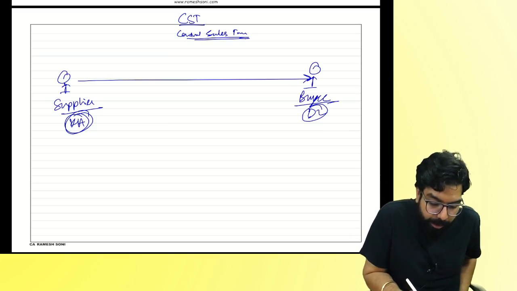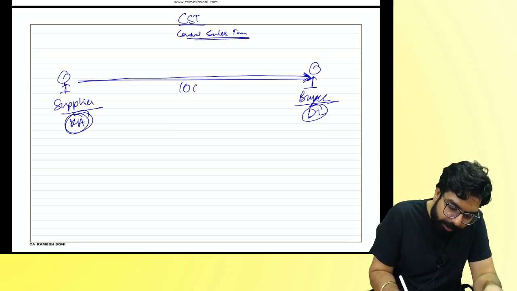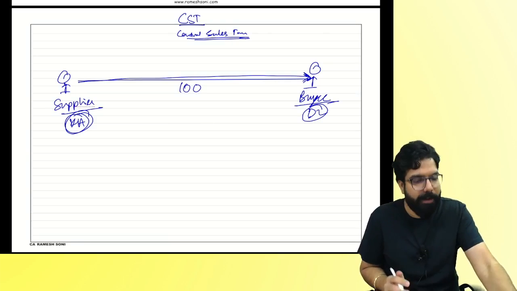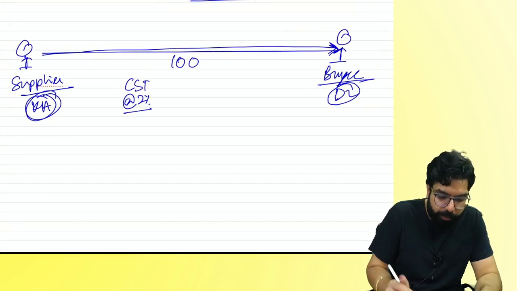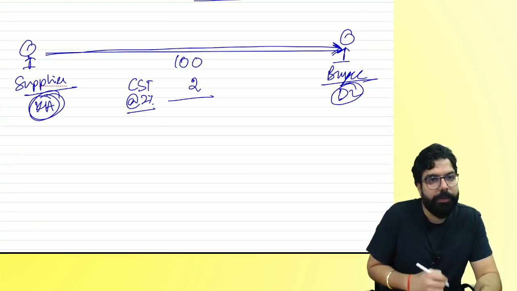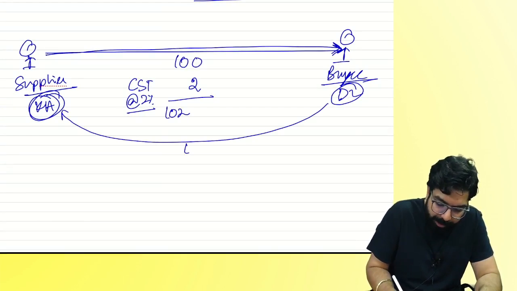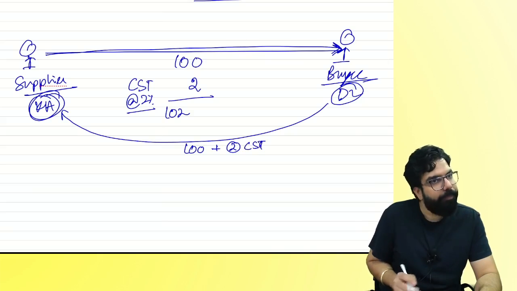Next. Supplier sold the goods to the buyer. Supposedly 100 rupees. Earlier, there used to be something called CST, at the rate of 2% which used to be charged. Central sales tax 2 rupees. So at 102 I sold him the goods. He paid me how much? 100 rupees plus 2 rupees CST.